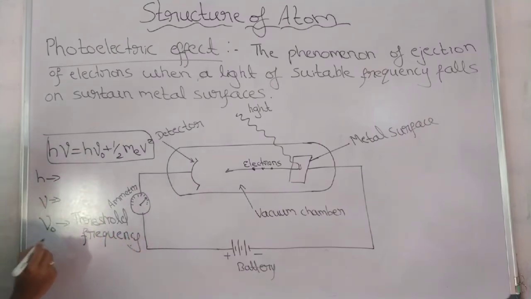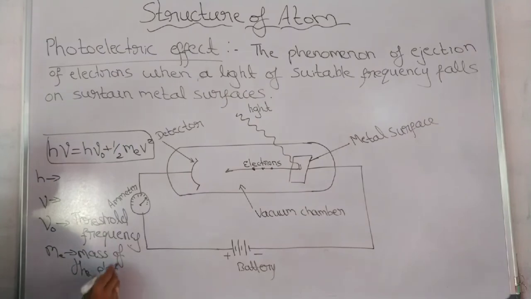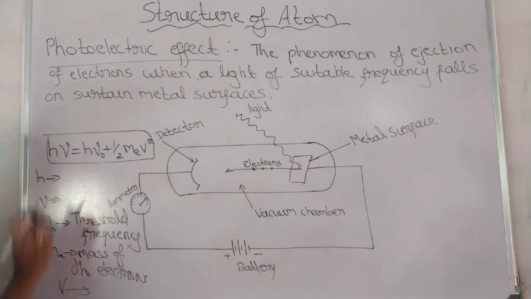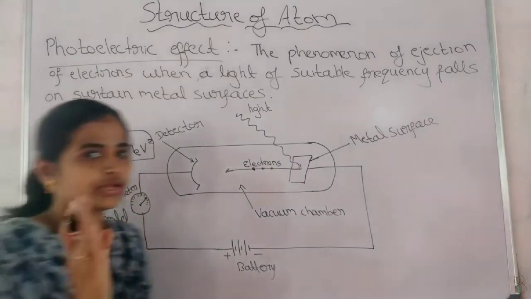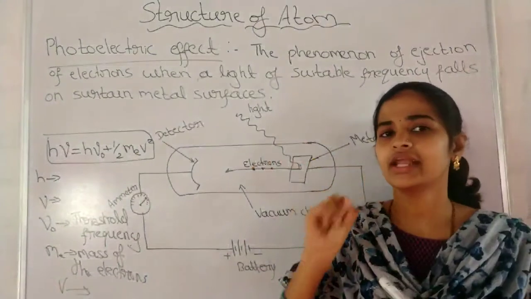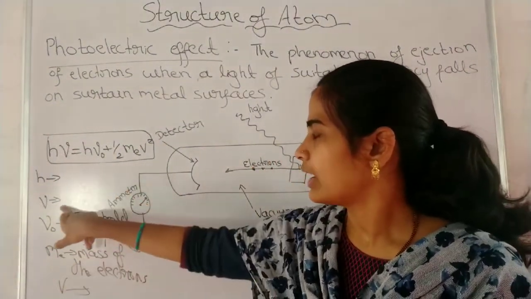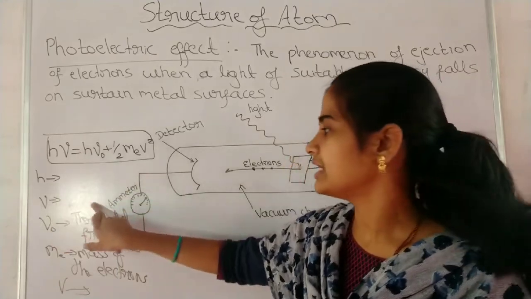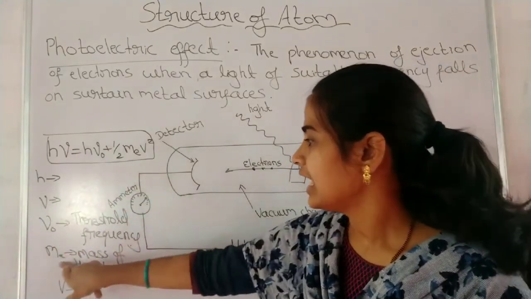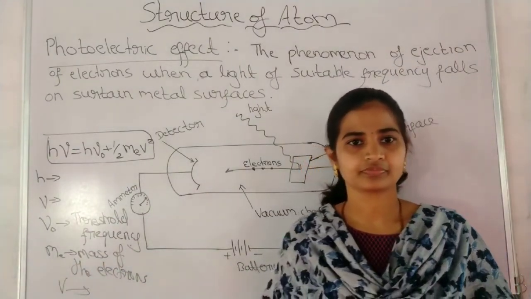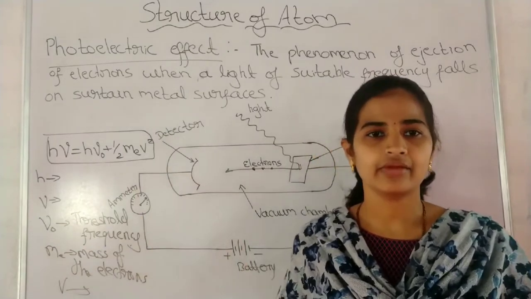Remember this. m_e is the mass of the electron. You know its value. v is the velocity of the light. It is a nu, it is a v. Hope you are getting me, students. Listen to me carefully and write neatly in the notes. Write this formula and explain: Planck's constant, frequency of the light, nu naught is the threshold frequency, m_e is the mass of the electrons, v is the velocity of the light. Got it? This is the second result.